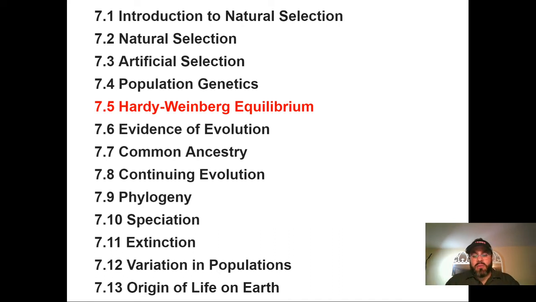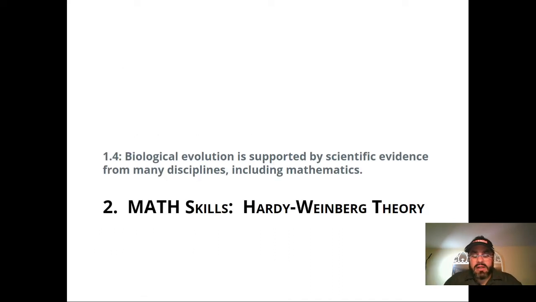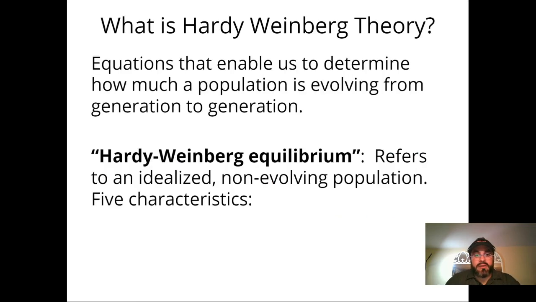So we get to the Hardy-Weinberg, and this is where I think a lot of people get scared when they see math and evolution come together. But what is it? Well, it is a theory that allows us to see how much populations are changing over time from generation to generation. And it is an equilibrium, which means it's idealized. It was derived by two different people, by Hardy and Weinberg, obviously. And Hardy, as you may know, was an English mathematician who was involved in Ramanujan's ideas of math.